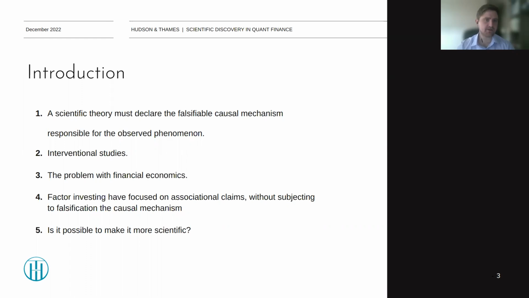So a scientific theory must declare the falsifiable causal mechanism responsible for the observed phenomenon. There's this saying, I forgot the author's name now, that some theories are wrong, some theories are right, and some theories are not even wrong. With not even wrong, they basically mean that the theory is stated, but there's no way to prove it's wrong, but you can't then say it's true. So basically you want something that you can prove is false, and then your theory is not wrong. If there's no way to test it, then it's not much use.